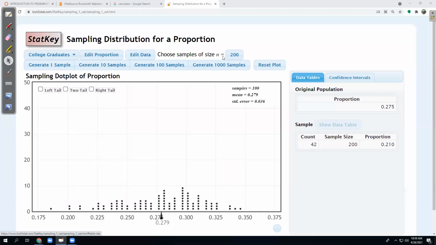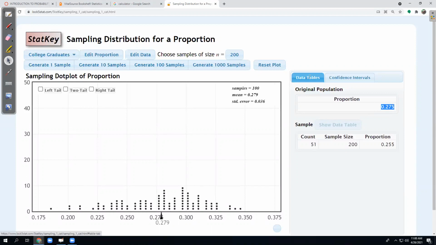So what I want to do next is, I'm at this sampling distribution for proportion page in StatKey using the college graduate data, n equals 200, and I just went and made 100 samples, each of size 200, from a population where 27.5% of people have a college degree. And there's a lot of variation that happens in each sample. But the center of the distribution, in this case, is 27.9% down here, a little higher than the actual population, but on average, close compared to the range I have here.